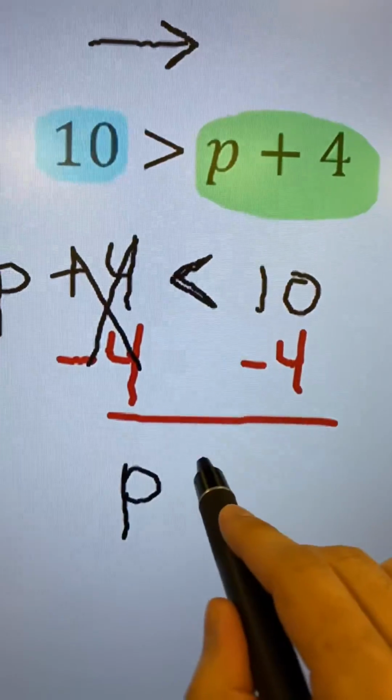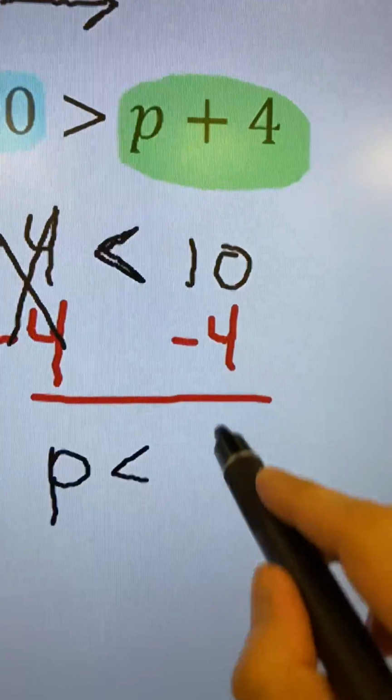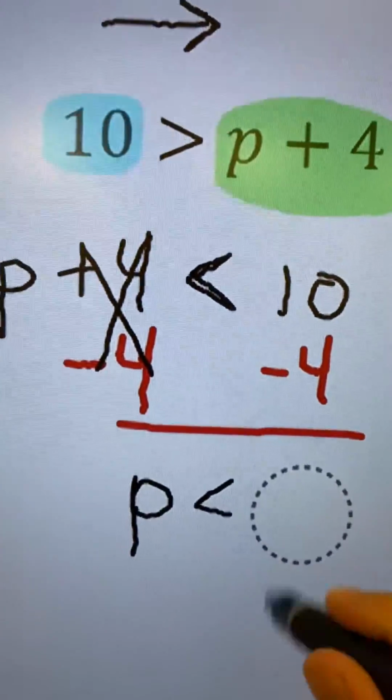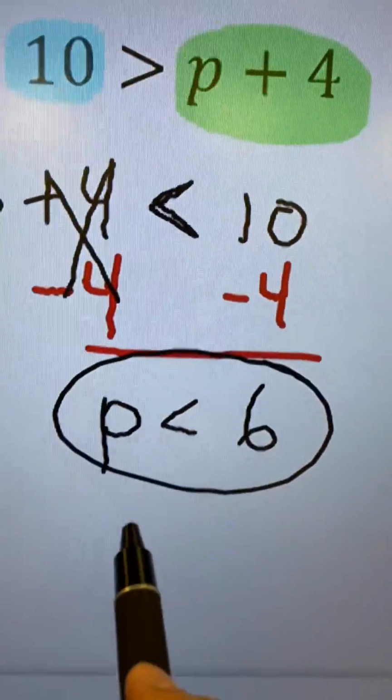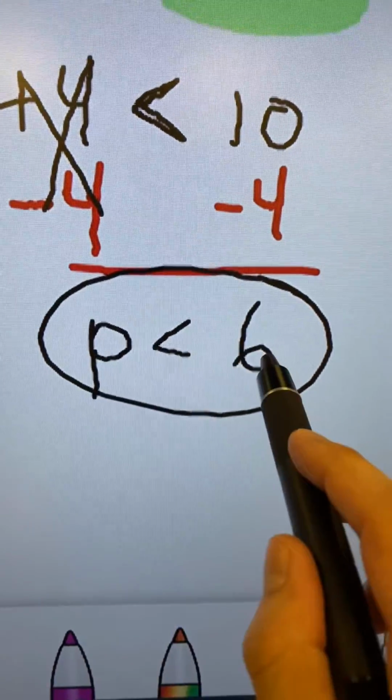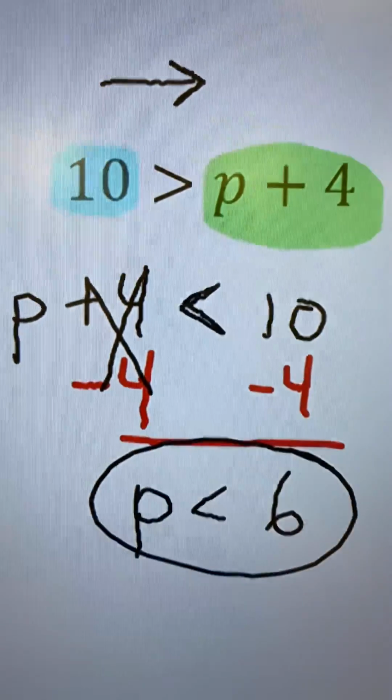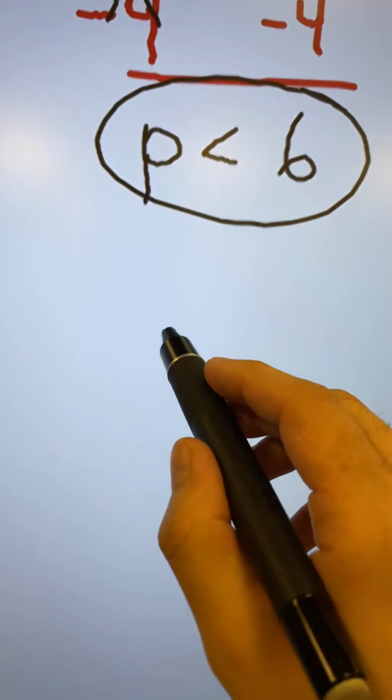Bring down my inequality sign, which is less than. And then 10 minus 4 is 6. So you can see here, we have the solution set that all numbers less than 6 will be a solution to this inequality. So let's go ahead and graph this now.